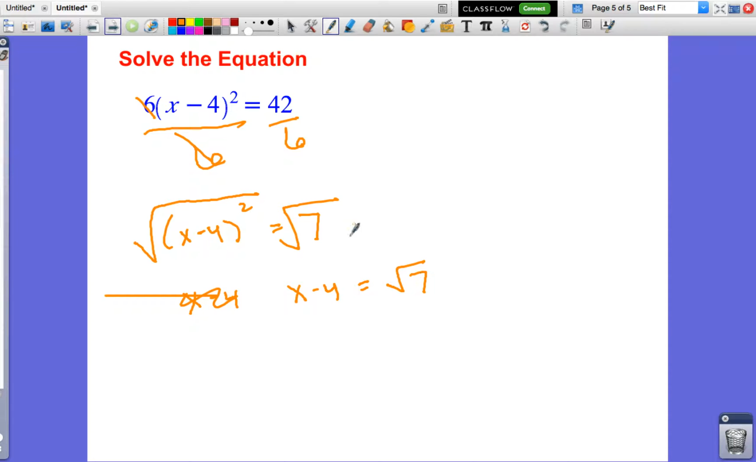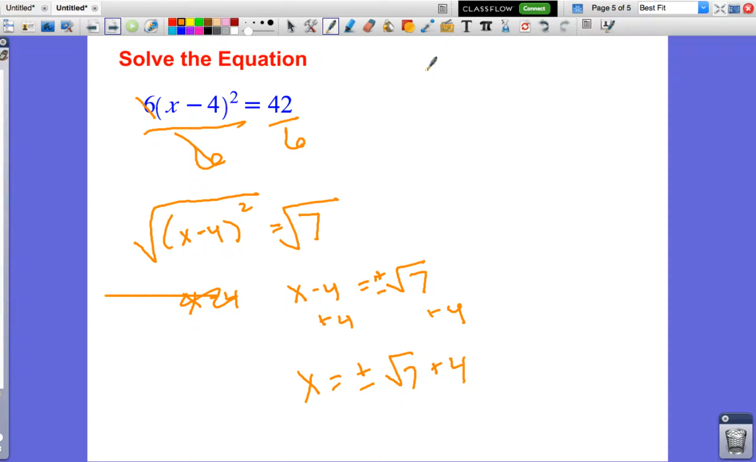From here, I know the square root of 7 is going to be a plus or minus. It's going to be a positive or a negative number. I'm just going to leave it like this for right now. Because now, to get x by itself, I can just add 4 to both sides. So I really have x equals plus or minus the square root of 7, plus 4.